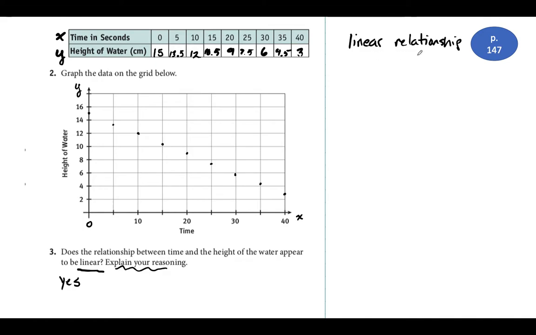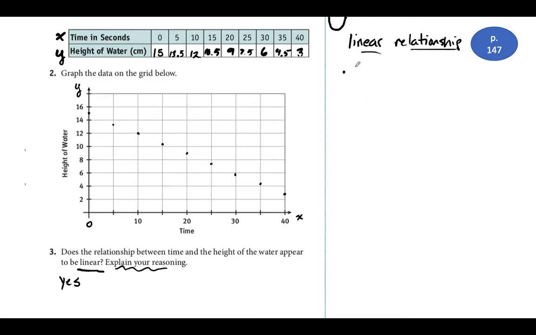A linear relationship we can characterize in 2 ways. Please don't say that there's a pattern, because there are lots of patterns. If the dots all lined up in a pattern that looked like a U, that would be a pattern, but it would not be linear. So just because there's a pattern doesn't mean it's linear. There are 2 ways to define a linear relationship.